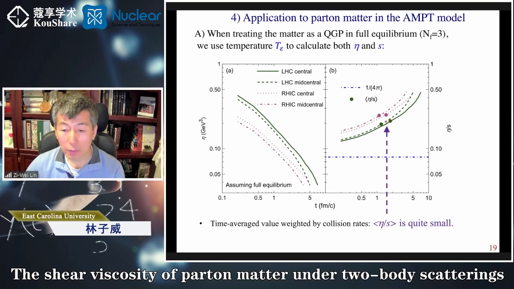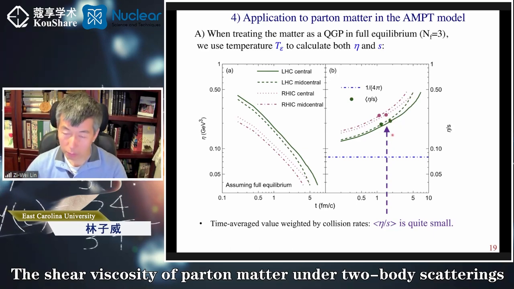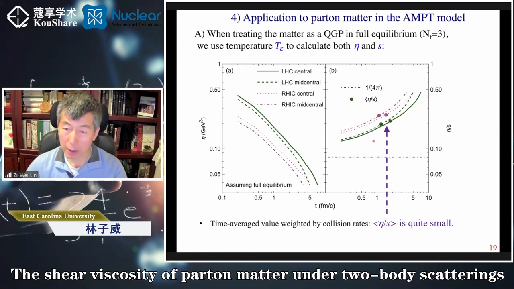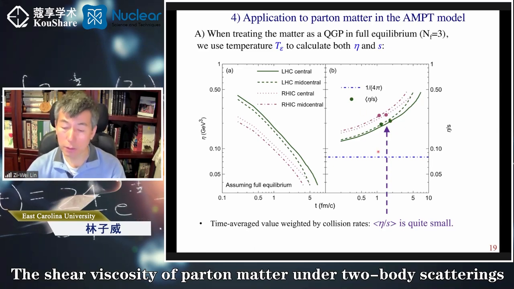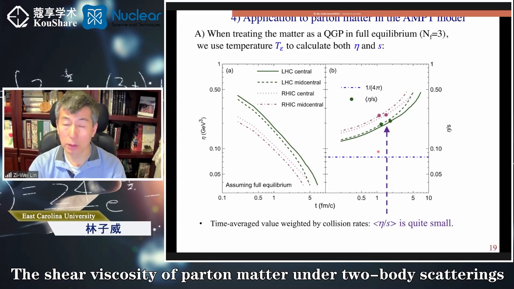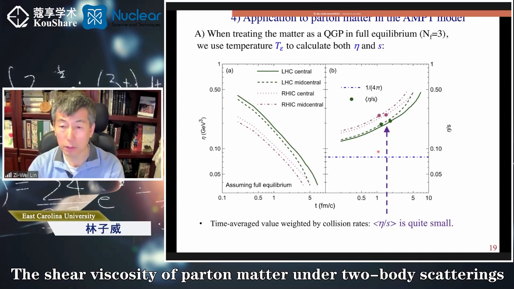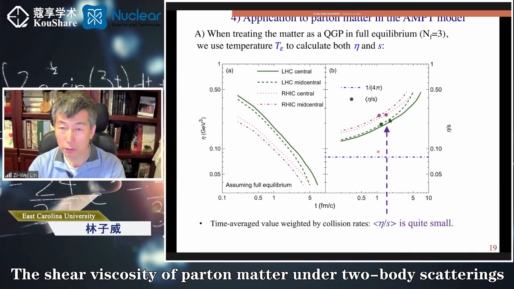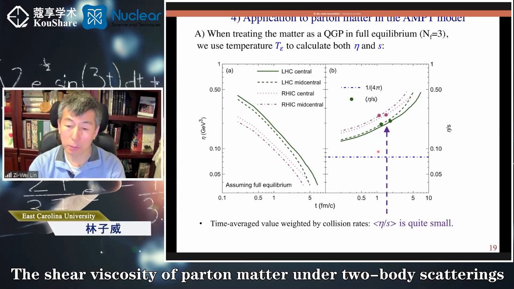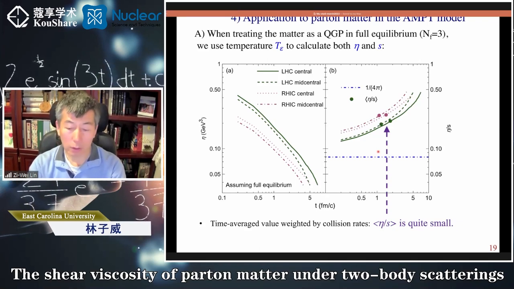So we can see that the average eta over s is quite small, surprisingly small. It's like 2 to 3 times the bound. Although the cross section is small, in that version of the AMPT model, we use a 3 millibarn parton cross section.